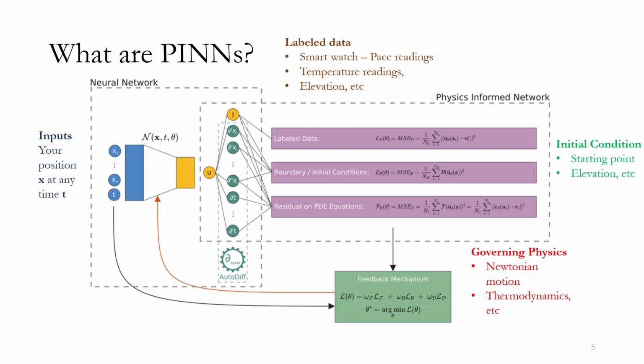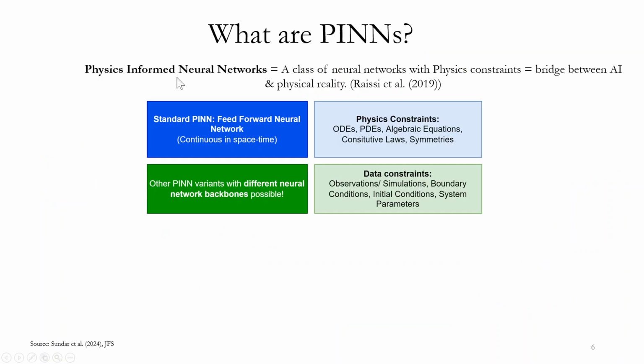PINN is basically a class of neural networks with physics-based constraints. It kind of bridges your ML, your data-driven models, and the physical reality. And the seminal paper which made it famous was Maziar Raissi's paper in 2019 from Professor Karniadakis' group at Brown University. But it traces its history all the way back to I. E. Lagaris, who had published the first paper on how you could use artificial neural networks to approximate PDE solutions, and he had compared it with the traditional finite element method.